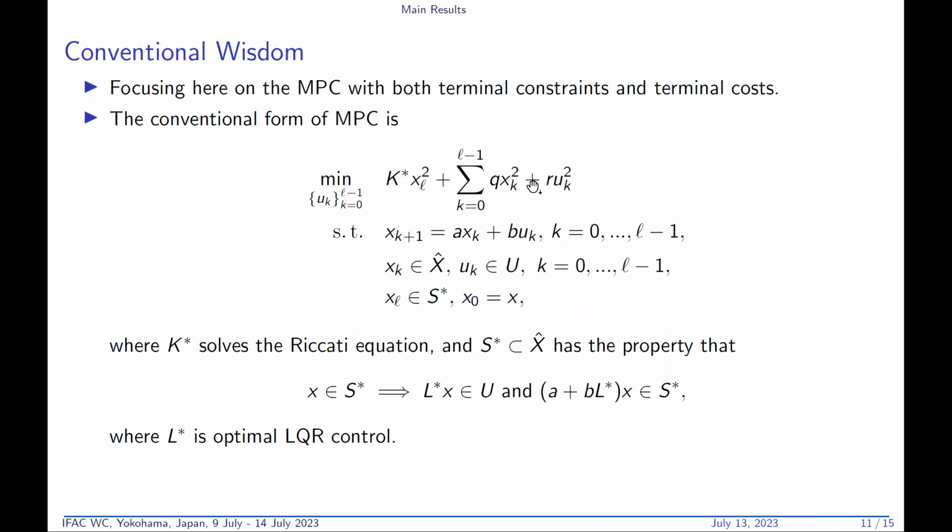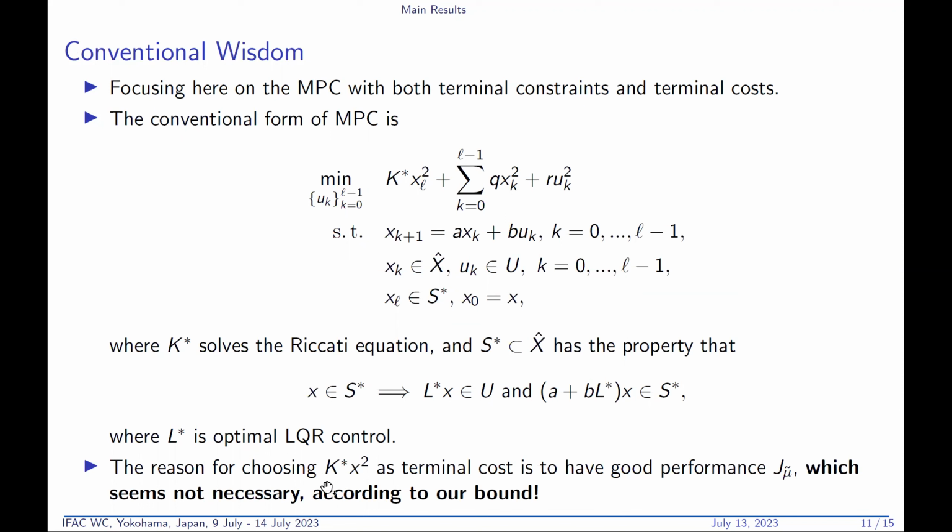A conventional form of MPC looks like this, where the terminal cost K star solves the associated Riccati equation, and S star has the property that for any state within S star, the control under the LQR optimal control is feasible, and the subsequent state is also within the same set. So it's forward invariant with respect to the optimal control.